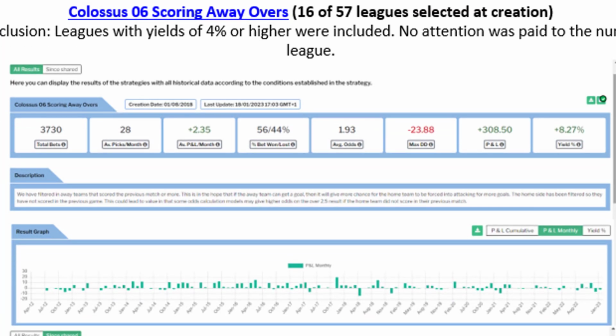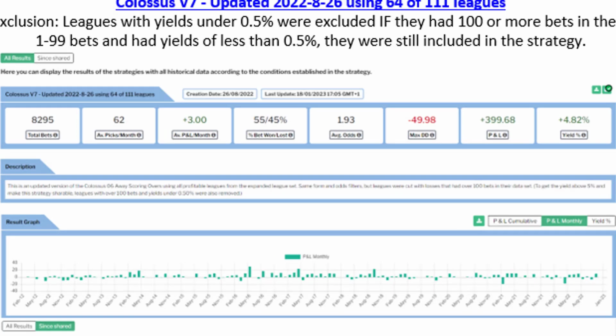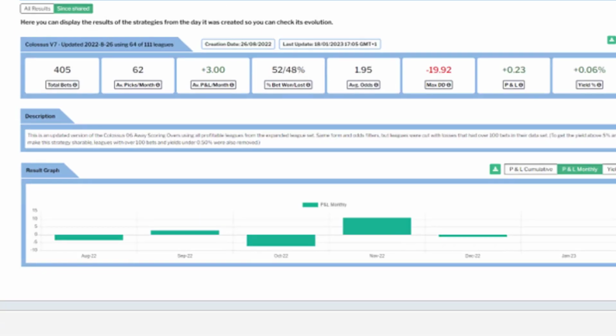So the original Colossus had an 8% yield, but this negative exclusion version, the yield is much lower. It's 4.8% because we're including a lot more loss-making leagues in there. This was started on August the 26th last year, and this bottom chart we can see here, it's actually evens after 400 bets. It's only made 0.23 points profit.